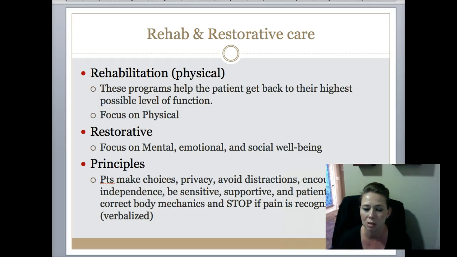Sometimes our body just doesn't work like we think it should, so go into it being patient, and make sure you're using the correct body mechanics also, because that's going to create more injury if you're not using the correct body mechanics. And if you do notice any pain on the patient or your client, make sure you're stopping as soon as you recognize that.